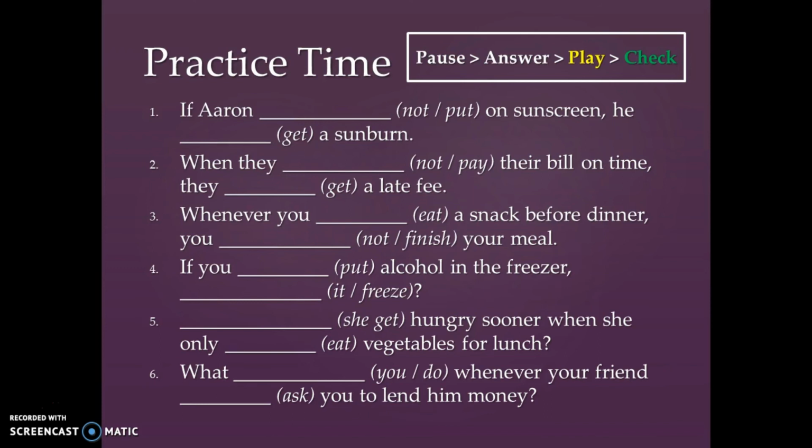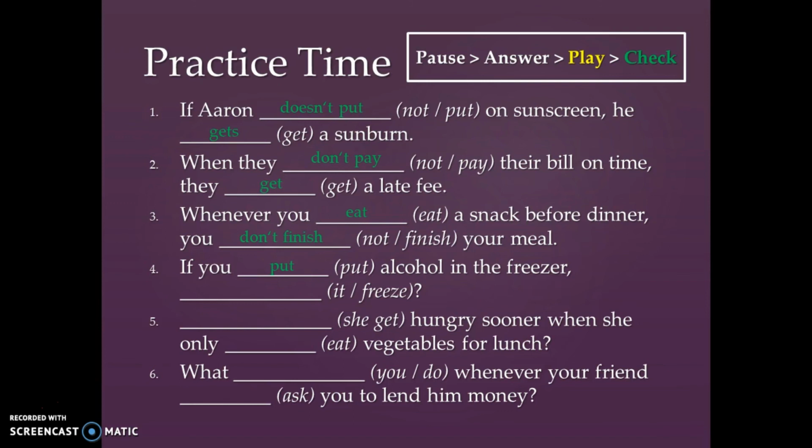Now it's time to check your answers. Go ahead and check along with me as I read the sentences. Number 1. If Aaron doesn't put on sunscreen, he gets a sunburn. When they don't pay their bill on time, they get a late fee. Number 3. Whenever you eat a snack before dinner, you don't finish your meal.